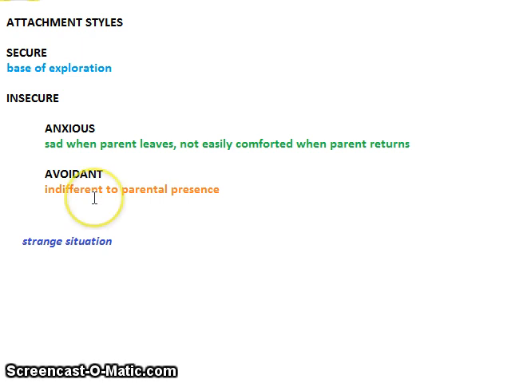And again, there is a 4th type of attachment. It's called disorganized, disoriented, and it is exactly how it sounds. It's a form of insecure. The child seems really disoriented. The child doesn't know whether to be happy when the parent is there or to be afraid.